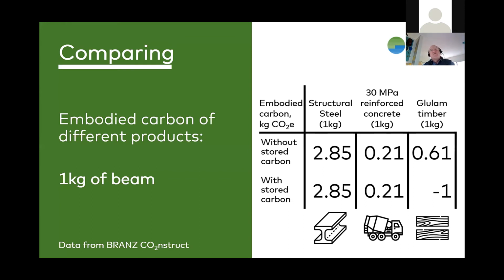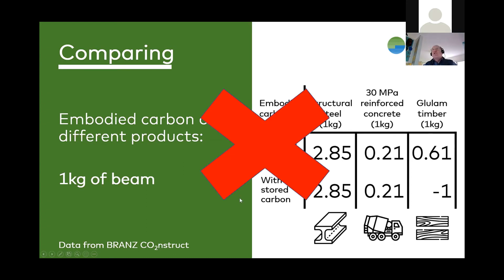Now, here's how not to do a comparison, okay? You're comparing 1 kilogram of steel with 1 kilogram of concrete with 1 kilogram of timber. Sure, you get nice numbers for timber, -1 with the stored carbon we talked about, but don't do this, because you don't use 1 kilo of timber in place of 1 kilo of concrete. Obviously, they're quite different proportions that you will use these in your product. So don't do it that way.